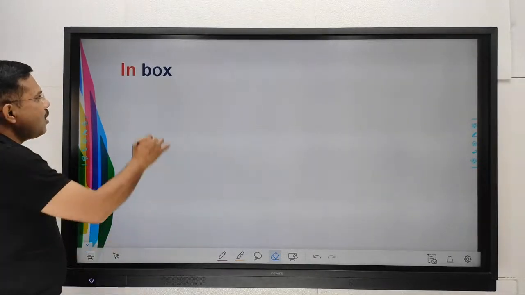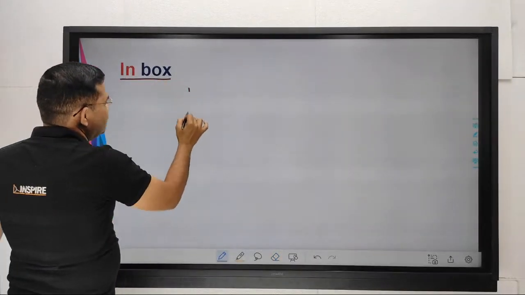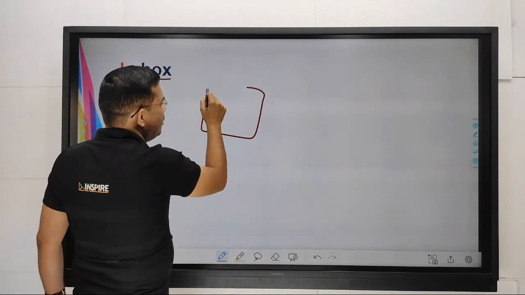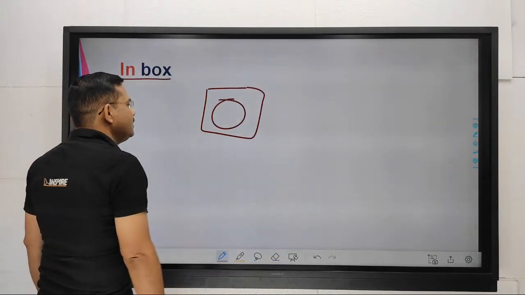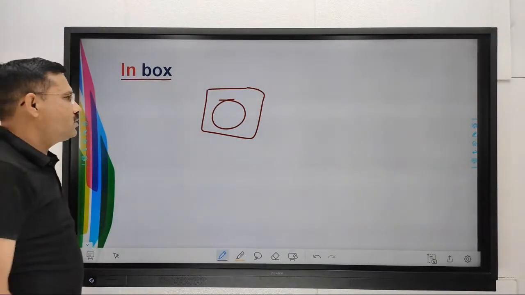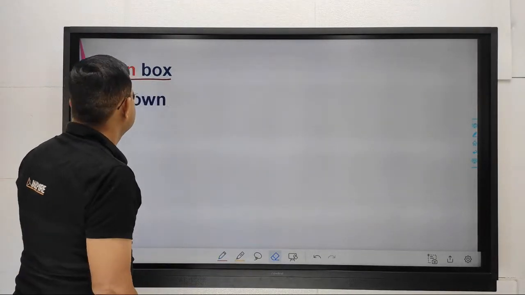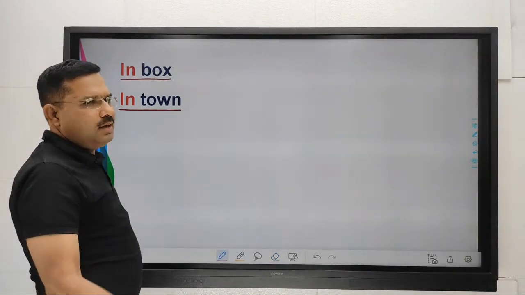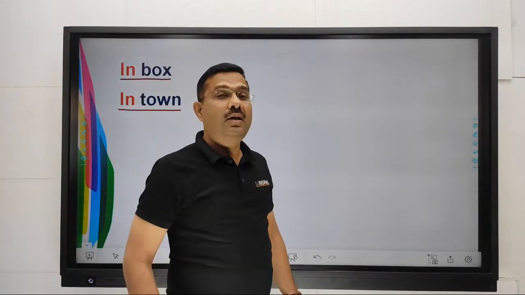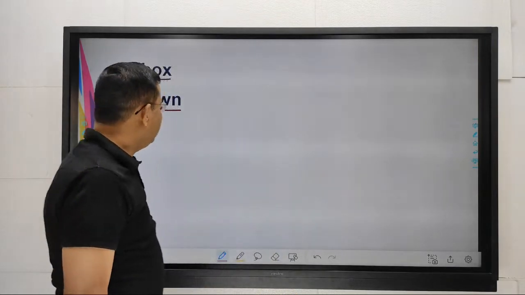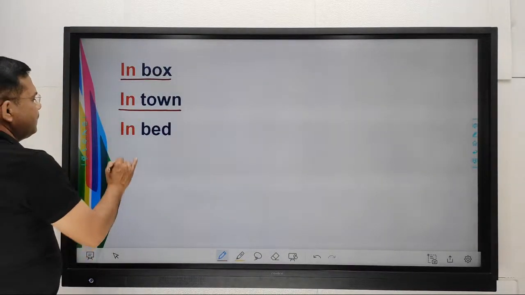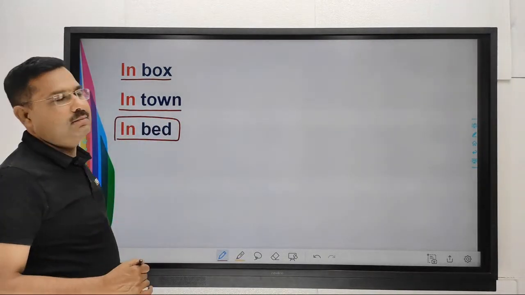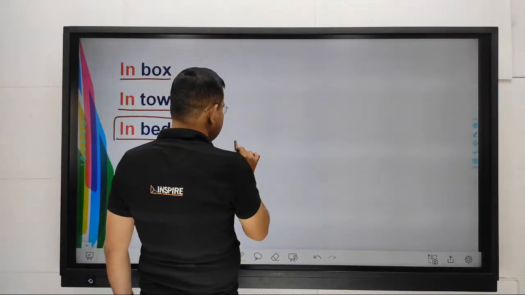One more. In box. See, suppose this is a box, and if something is in, then we have to say in box. In town, that means in city. He is not in town. In bed. Yes, this is a very good use of in. Suppose there is a bed.